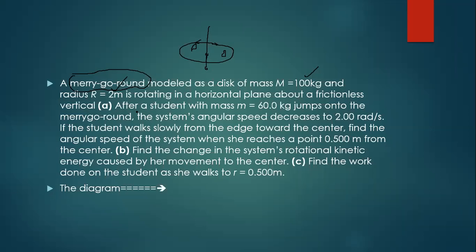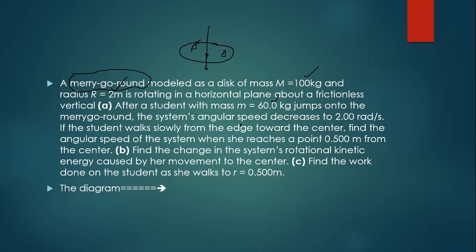Usually you find that there are some hangers where people can hold on to, but it's rotating. So a student of mass 60 kg jumps onto the merry-go-round. Here we already have a merry-go-round rotating. They haven't given us the velocity yet, just a description of it in terms of its dimensions. But they have also told us that a student of mass 60 kg jumps on the merry-go-round.